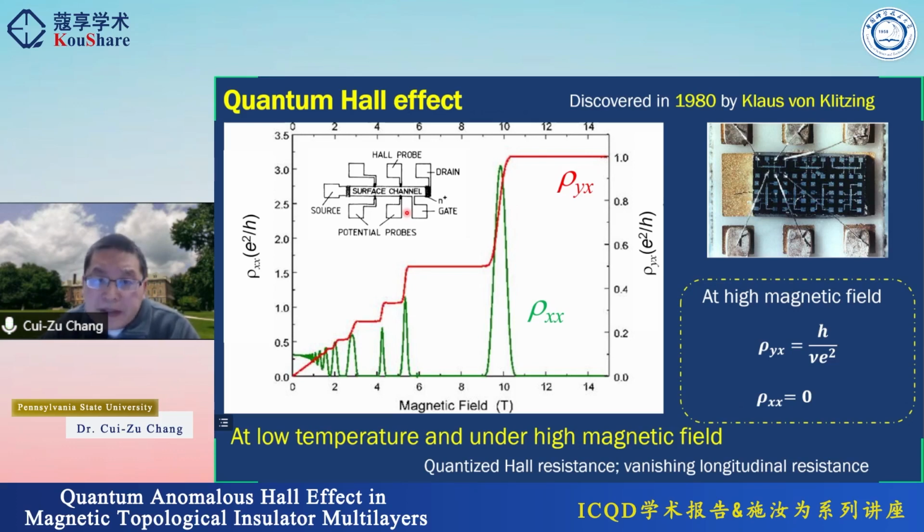The quantum Hall effect, as I just introduced, was first realized in the 1980s by Klaus von Klitzing, a German physicist. And in the quantum Hall effect, at high magnetic field, we can see that the Hall resistance is quantized, and simultaneously, the longitudinal resistance becomes zero. As I just said, the quantum Hall effect is usually observed in a two-dimensional electron gas system under a very high magnetic field.